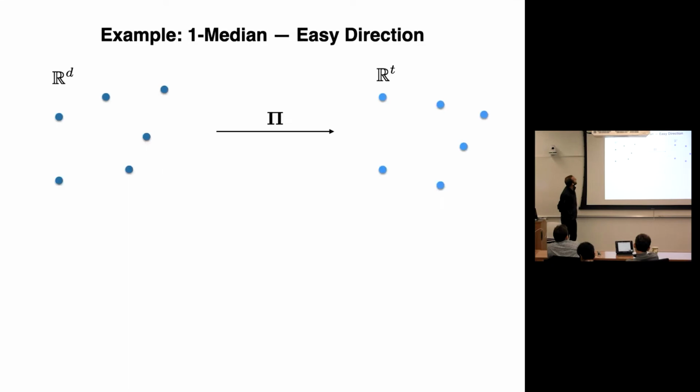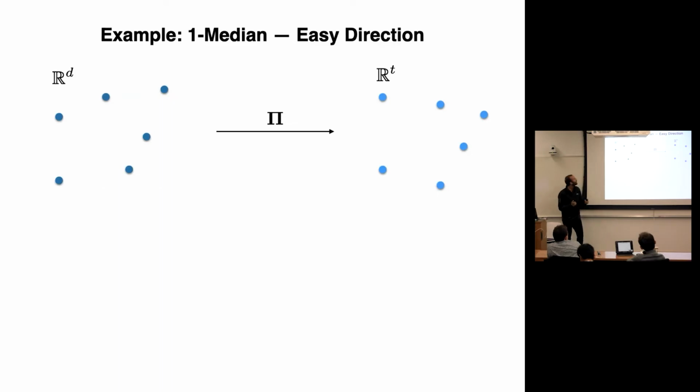What do we want to show? We're starting with R^d. We want to apply this map and go to R^t. And whenever you're trying to show approximate equality, there are really two directions. Conceptually, we want to say that the cost of the optimization in the projected space doesn't increase and doesn't decrease. There's one direction that is easy, and the other is hard.